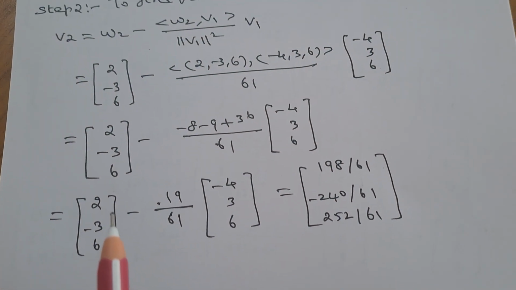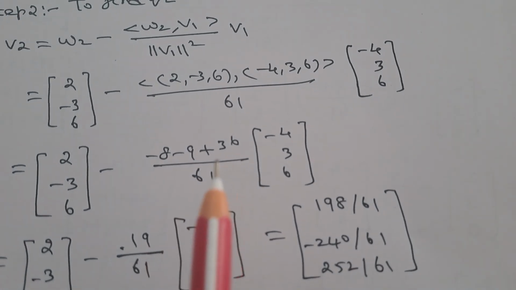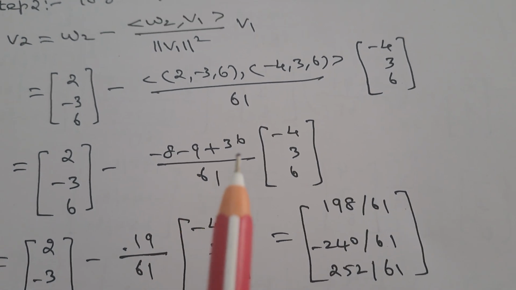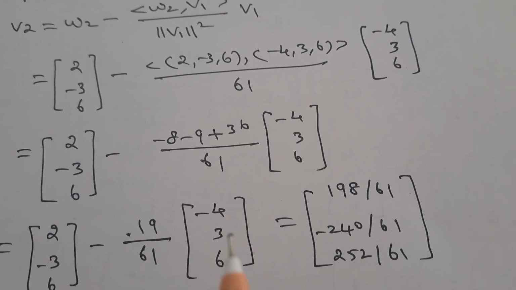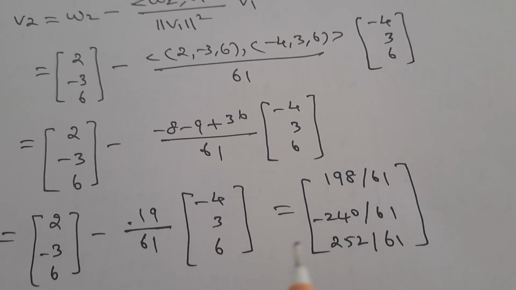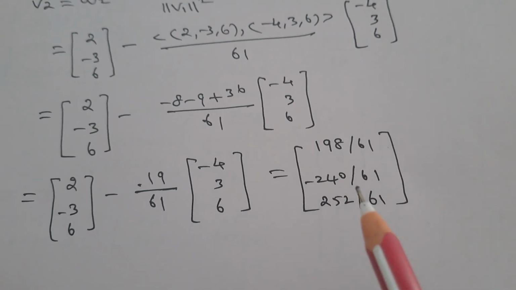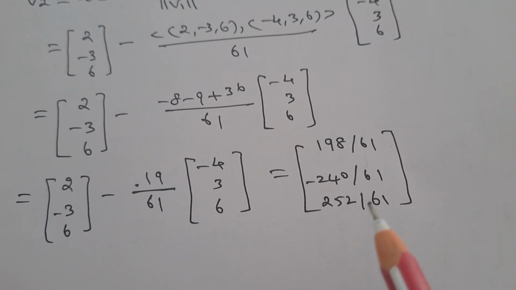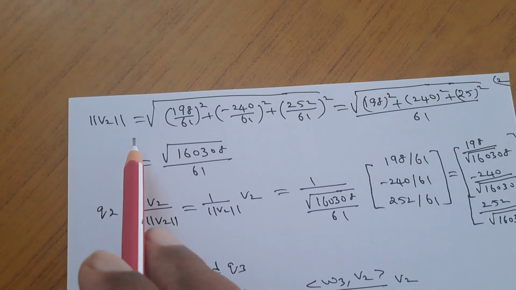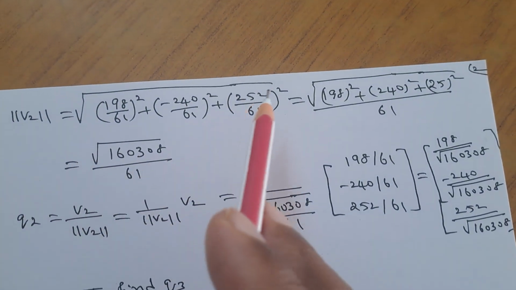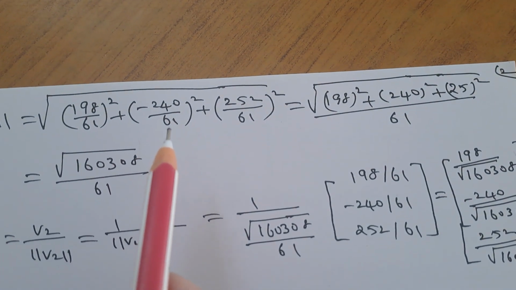So (2, -3, 6) minus, adding -8, -9 and 36, which gives 19, by 61 into (-4, 3, 6). You get (198 by 61, -240 by 61, 252 by 61). The norm of V2 is the square root of (198 by 61) squared plus (-240 by 61) squared plus (252 by 61) squared.